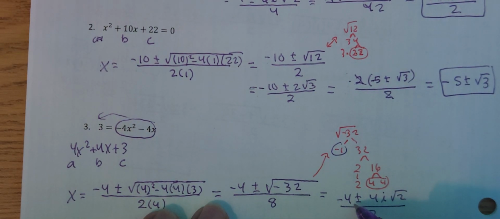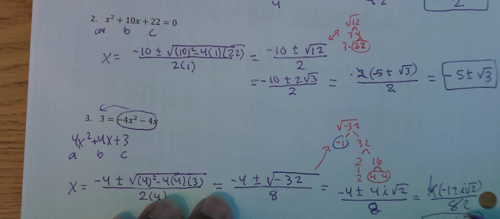But then there's a GCF here, so I'm going to factor out a GCF of 4. Then this becomes negative 1 plus or minus i square root of 2, over 8 over 8. So then this becomes a 1 and this becomes a 2. So the answer is negative 1 plus or minus i square root of 2, over 2, and this cannot be simplified any further. This is the answer to that problem.